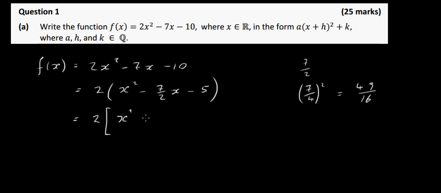So I'm going to take x squared minus 7 over 2x. I'm going to add 49 over 16 and subtract 49 over 16. And then I have this minus 5 out here at the end as well. All I've done is take this quadratic trinomial expression within the brackets, and I haven't changed it really, I've just added and subtracted 49 over 16.